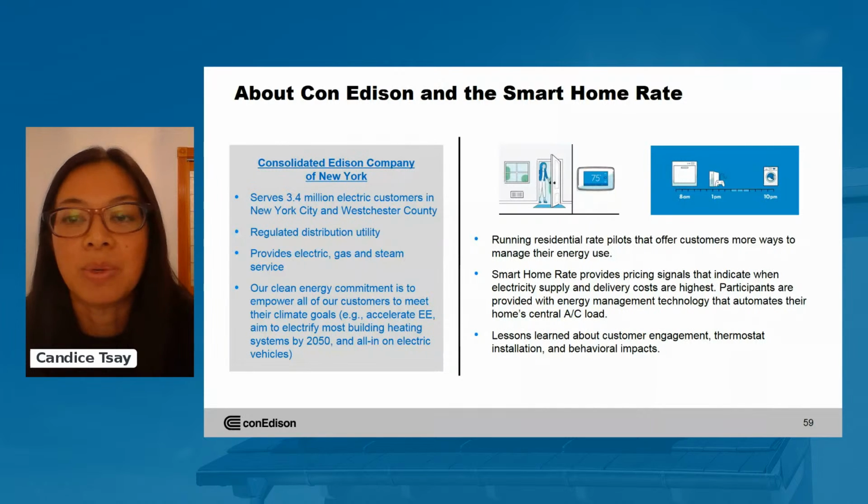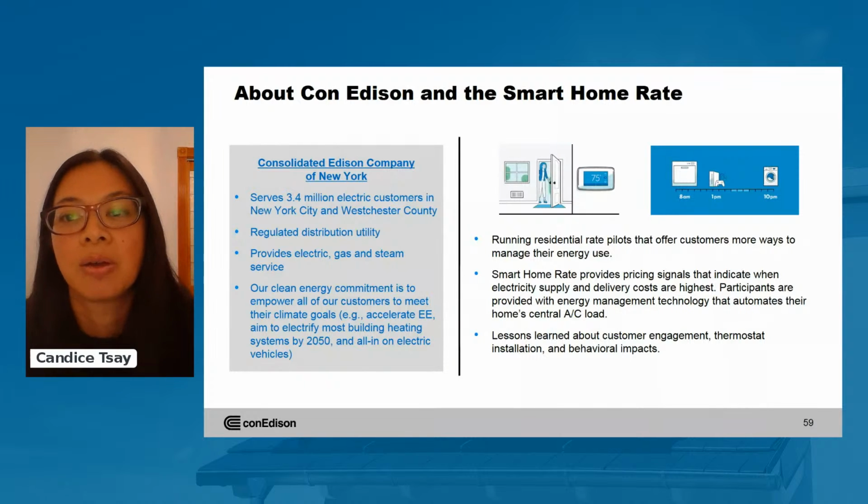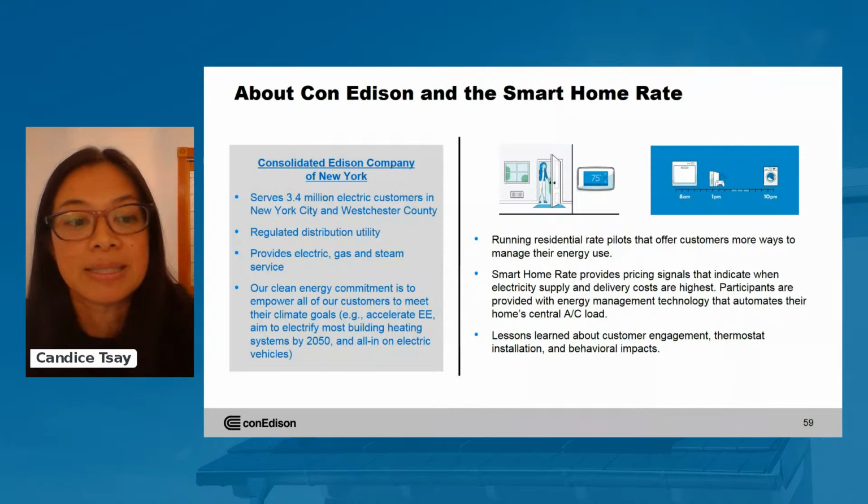With Smart Home Rate, we provide pricing signals that indicate when electricity supply and delivery costs are highest, and participants are provided with energy management technology that automates their home central AC load. We've run this program for about 6 months now with about 200 plus residential customers. And our goal is to collect data and really better understand how customers engage with smart technologies to reduce their energy bills. So I'm excited and looking forward to discussing some of these topics with the panel today.